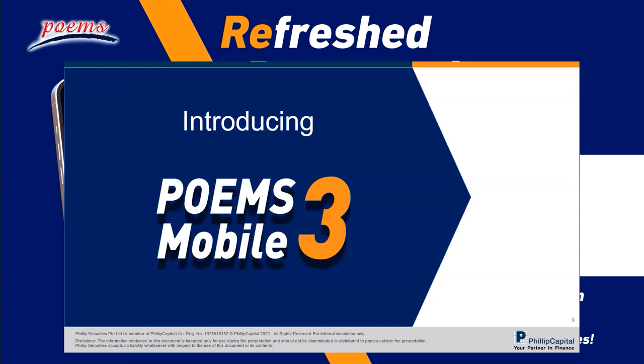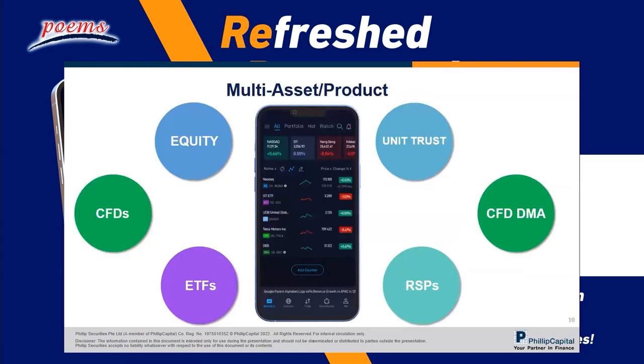I'll be introducing Poems mobile trade today, just in case you're not familiar with it. We have actually launched a new Poems 3.0 mobile app. It includes a lot of multi-asset products such as equity, CFD, ETF, unit trust, CFA, DMA (direct market access), and also regular savings plans. You can trade all of these products just using the mobile trade app.